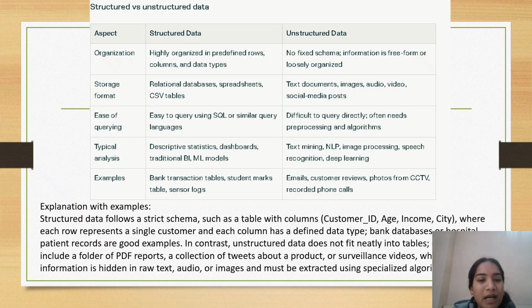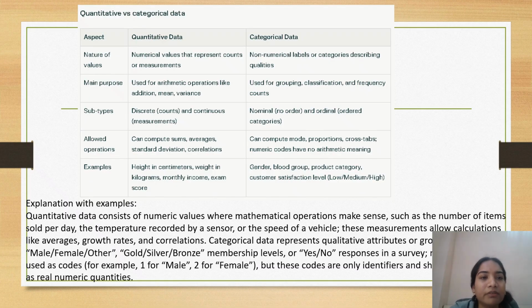This classification helps us choose the right tools and models in data science, because different data types need different processing techniques. All the structured and unstructured data differentiation is given over here: organization, storage, format, ease of querying, typical analysis, examples are also given. And also for quantitative versus categorical data, all the aspects, nature of values, main purpose, and examples I have explained. I have explained all the structured, unstructured, categorical, and quantitative data in this video. Thank you.